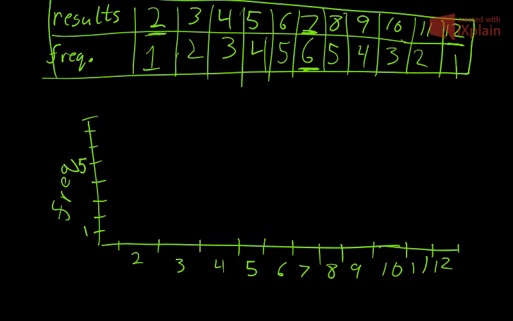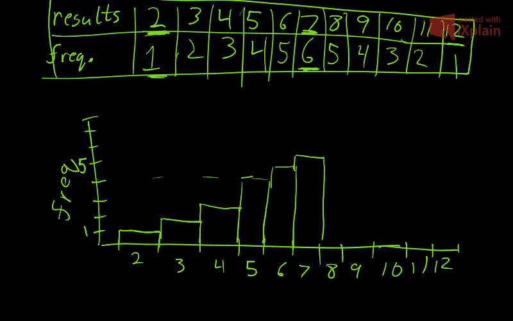Looking at the number 2, our result of 2 has a frequency of 1, so I'll plot that. 3 has a frequency of 2. 4 has a frequency of 3. 5 has 4. Let me try to get that lined up about right. 6 has 5. 7 has 6. And we start heading back down. And we have it.